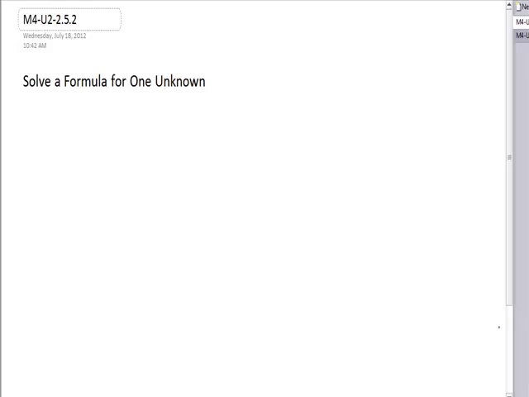In this lesson, we're still going to be working with formulas, but we're not going to be given numerical values to plug in and solve for one of the unknowns. Instead, we're going to manipulate the formula itself. So let me give you an example. Let's take the formula A is equal to B times H.